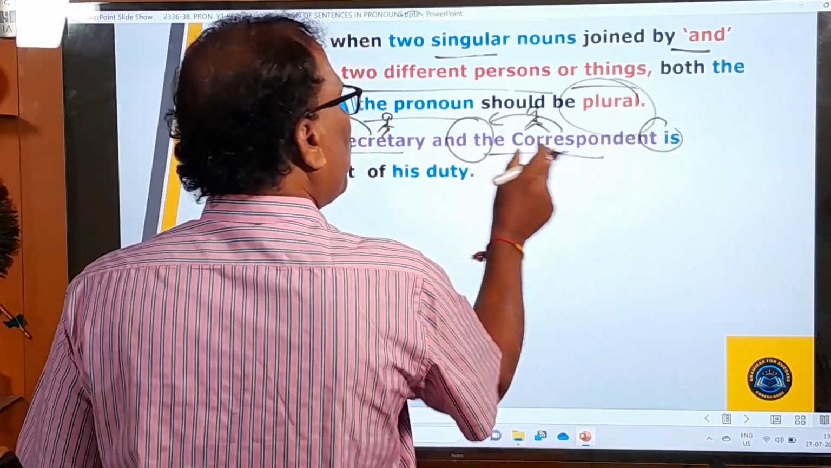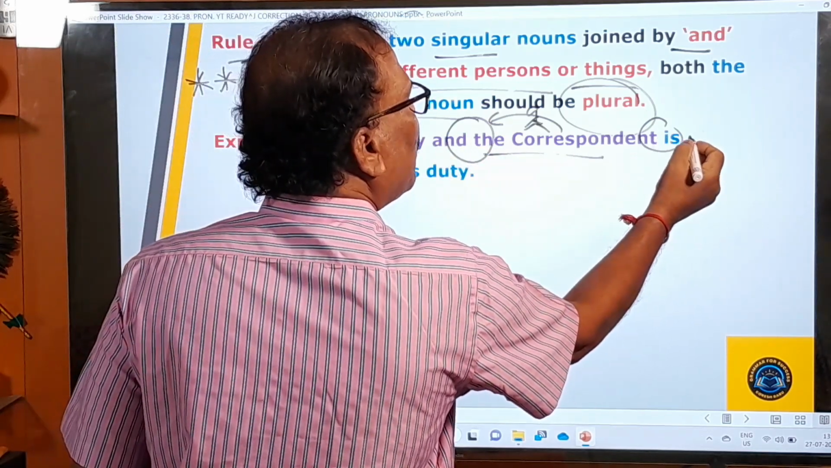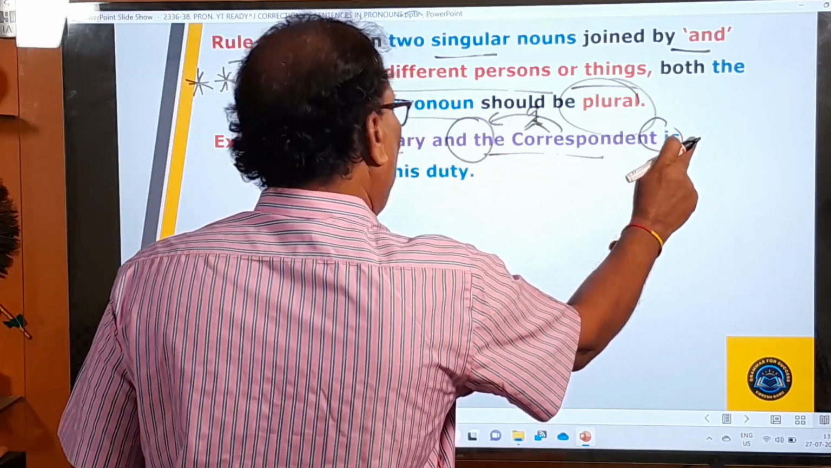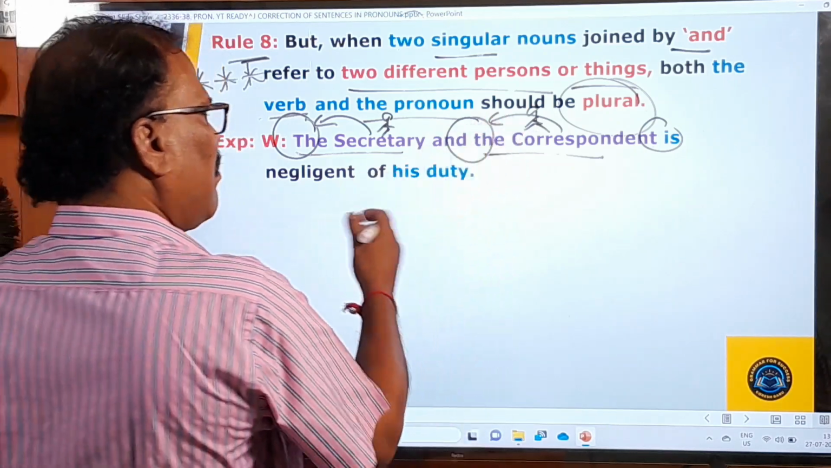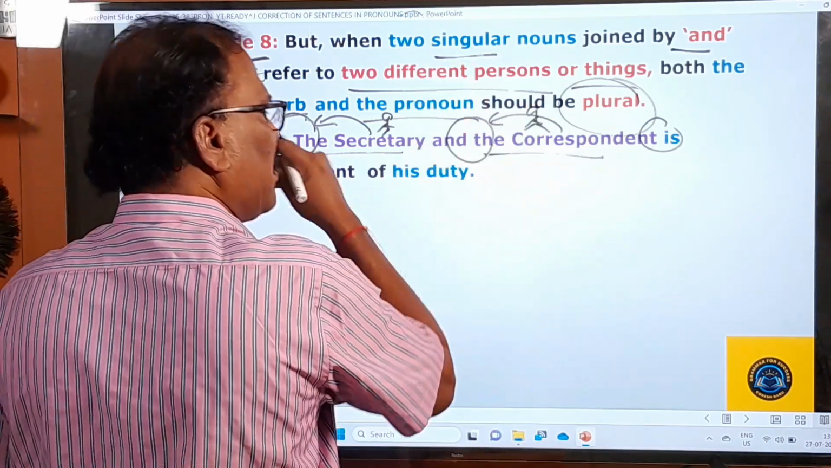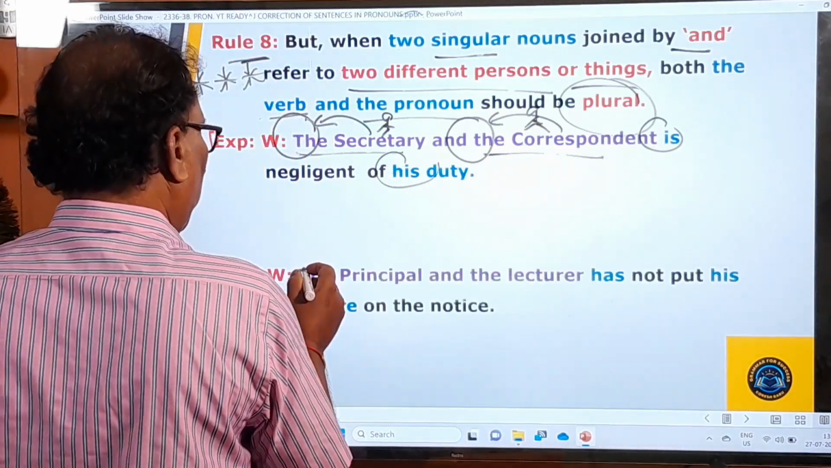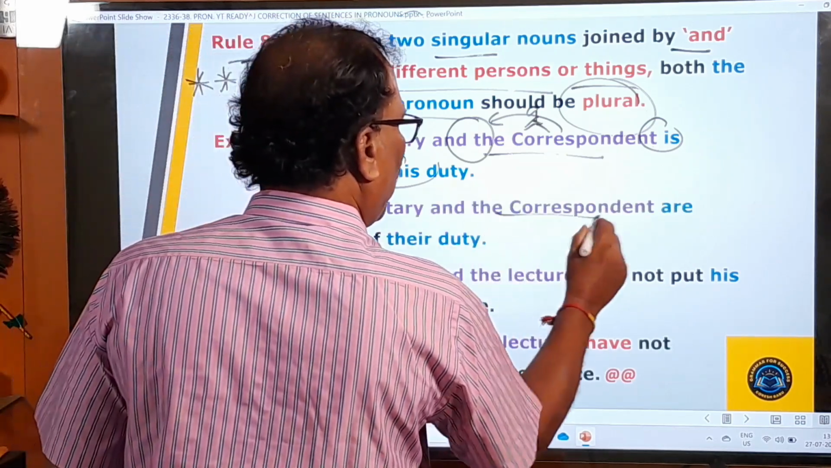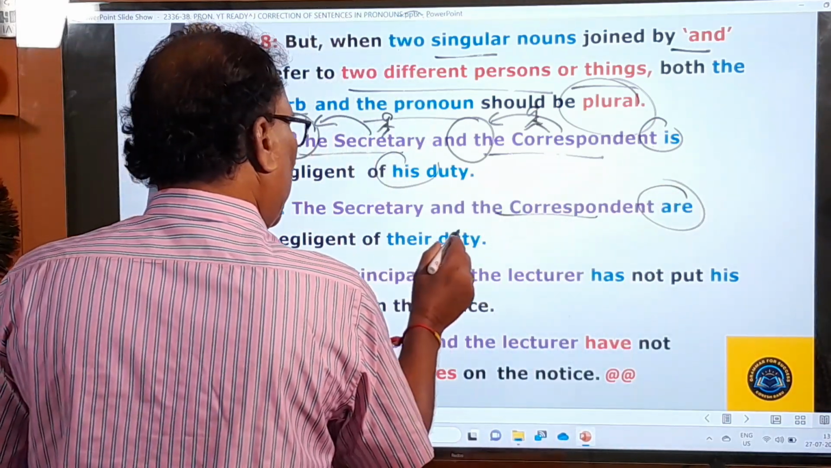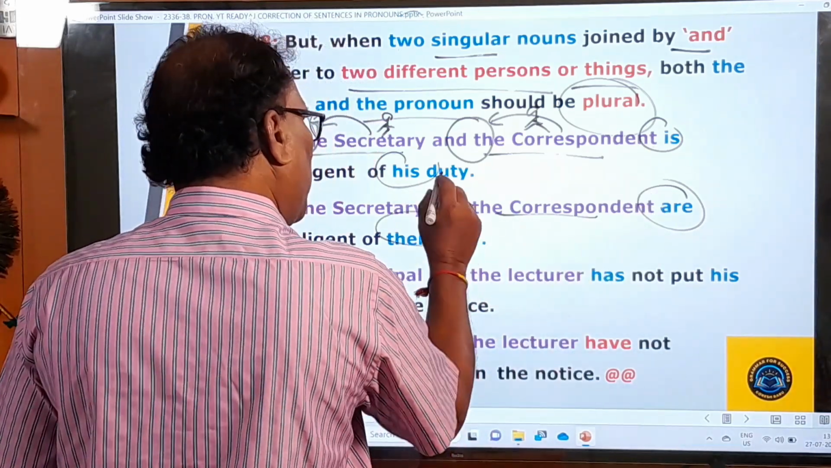Therefore, here when two persons are there, this is a plural subject. When a plural subject is there, automatically there should be a plural verb and plural pronoun. But here the singular is against this rule. Is wrong. What should be the right one then? The secretary and the correspondent are. Are, plural. "Is his duty" is not correct.